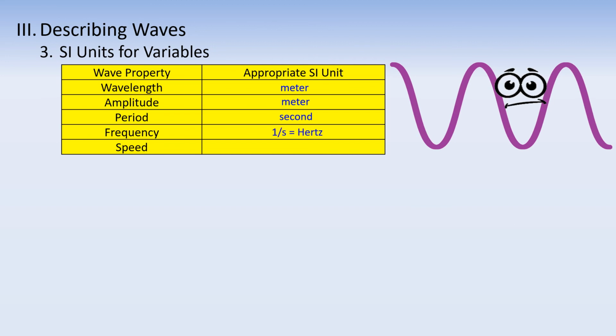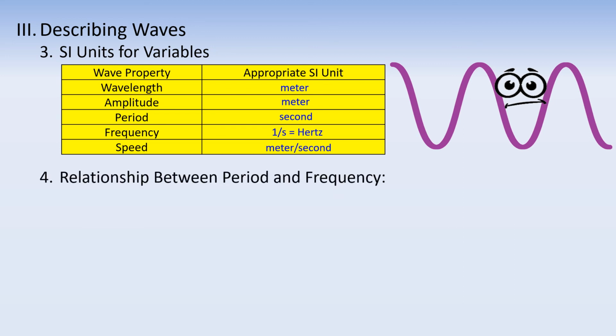Frequency is really a reciprocal of time, right? The number of waves per unit time. We call this a hertz, just as we did when we talked about uniform circular motion. And speed, everybody knows that, would be measured in meters per second in the MKS subsystem of SI units.